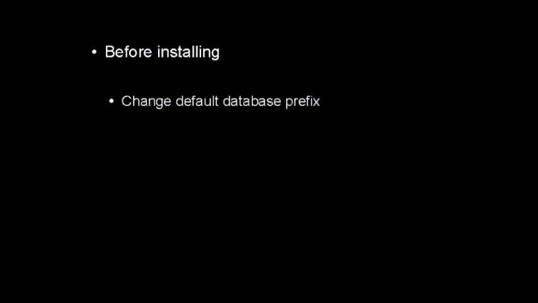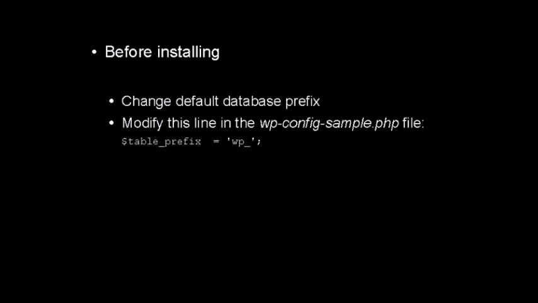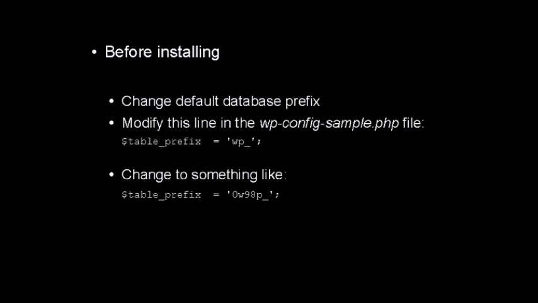Okay, if you haven't installed your WordPress blog yet, it's a good idea to change the default database prefix before making the installation. And you can easily do this by modifying this line here in the wp-config-sample.php file. What you want to do is where it says $table_prefix = 'wp_'; you want to change it to something that's a bit more complex. For example, something like this.